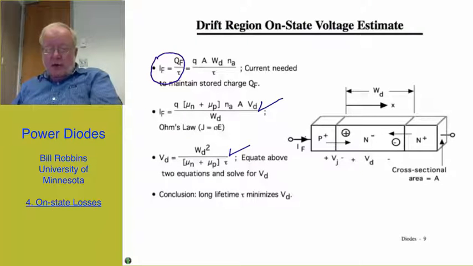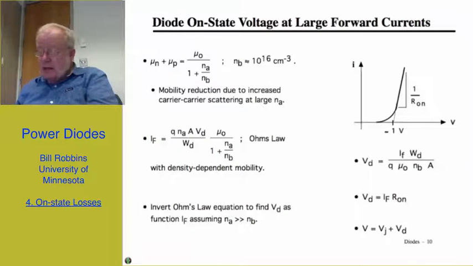And even if we don't have an infinitely large value of carrier lifetime, it's unrealistic to expect that we're going to have the drift region voltage independent of the current. So we need to look at this in a little bit more detail. The next slide does this.